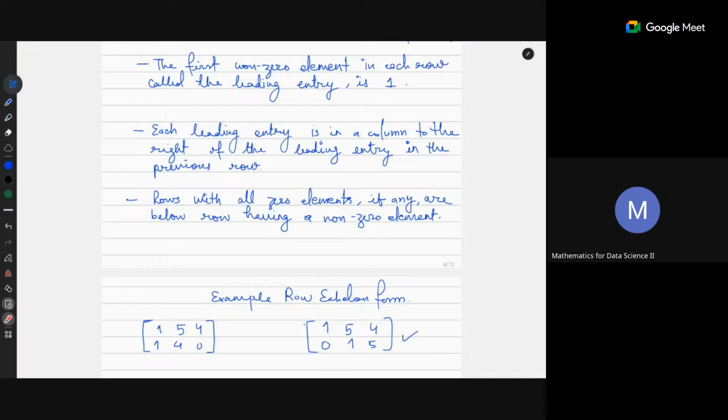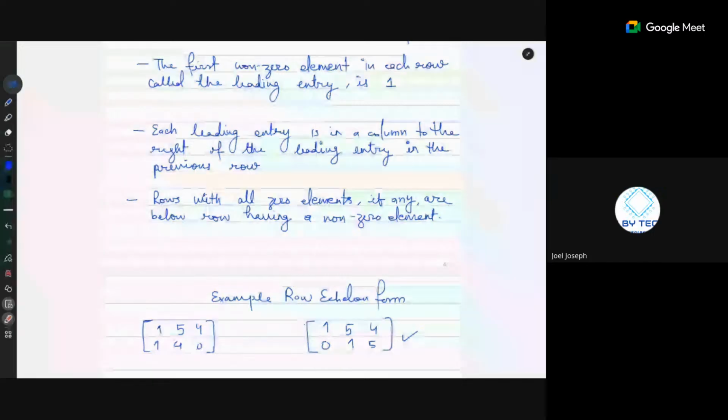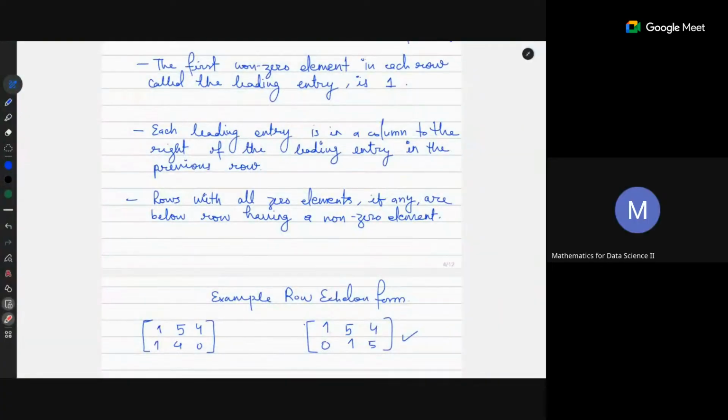Yes, Joy. I had a doubt. What if in the first row it is given as 0 0 1, and in the second row it is 0 1 and any other number? It's not in row echelon form, because the leading entry of the second row is in the second column, which is not to the right of the leading entry of the first row's column. It is on the left, so it is not satisfying the second condition. Can we switch the rows? Yes, we can. Those are row operations that I will talk about once I get over with these questions.